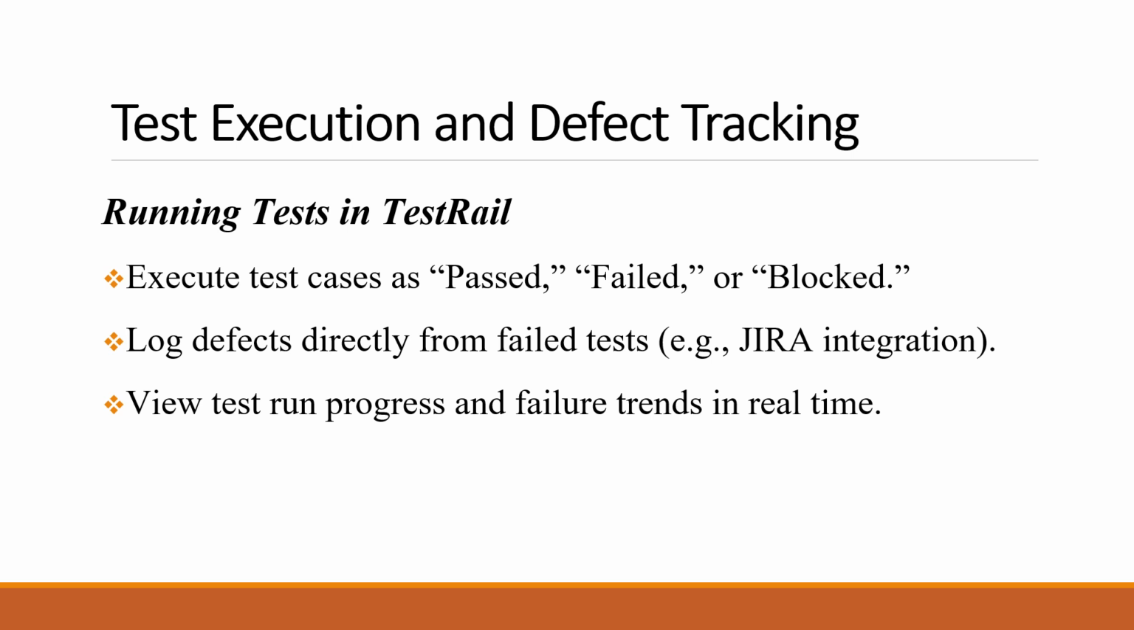Test execution in TestRail is straightforward and efficient. When running a test, you can mark each case as passed, failed, or blocked. This makes it easy to track testing status. For failed test cases, TestRail allows you to log defects directly into tools like JIRA, including all relevant details such as steps, screenshots, and expected behavior. Throughout the test run, TestRail provides real-time progress updates, making it easy to monitor execution status and analyze failure trends. This integration streamlines defect management and accelerates the bug resolution process.